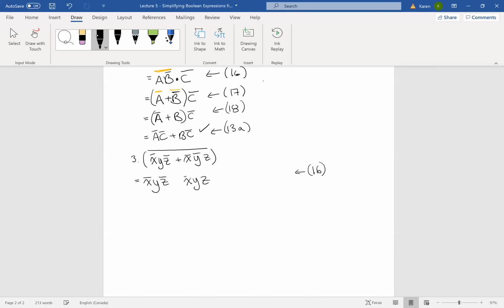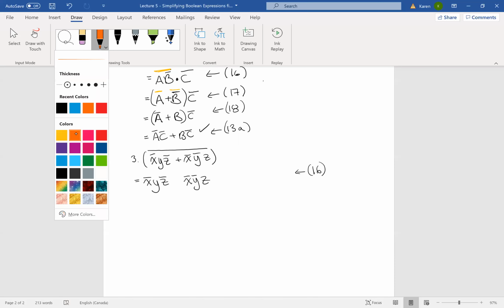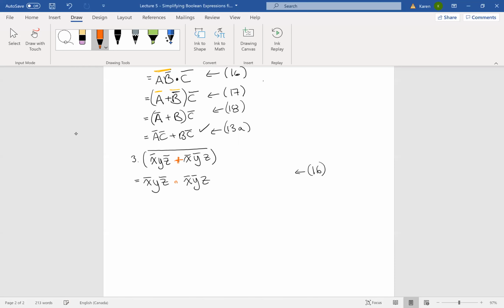There's the terms as they exist. I need to change the sign. The sign used to be an or, now it's going to be an and. I should carry some brackets there. And now I get to break up this big long bar into two bars, one over each set of terms. And those terms have now become factors, mathematically speaking.